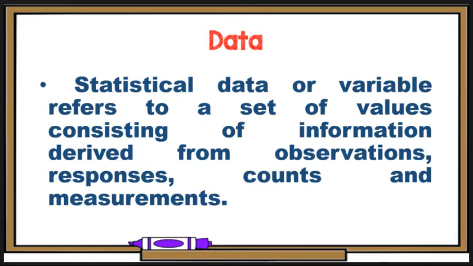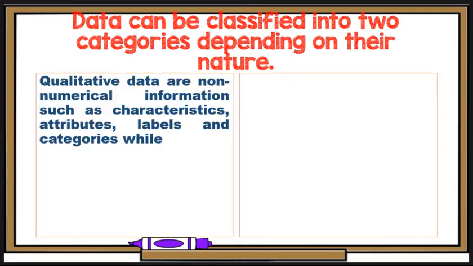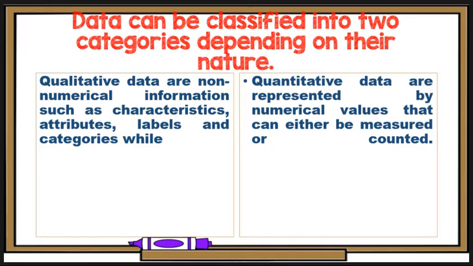Statistical data or variable refers to a set of values consisting of information derived from observations, responses, counts, and measurements. Now let's classify data. Data can be classified into two categories depending on their nature. So we have qualitative data. These are non-numerical information such as characteristics, attributes, labels, and categories. While quantitative data are represented by numerical values that can either be measured or counted.